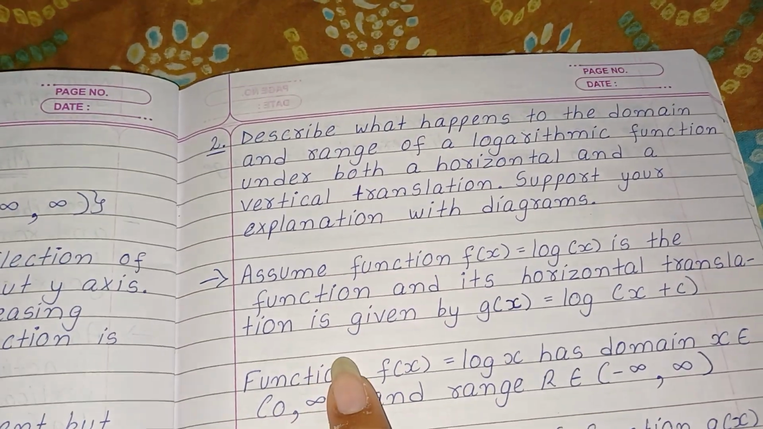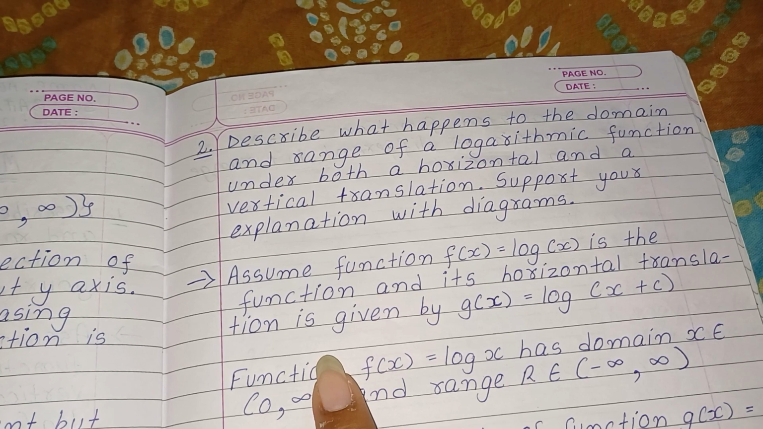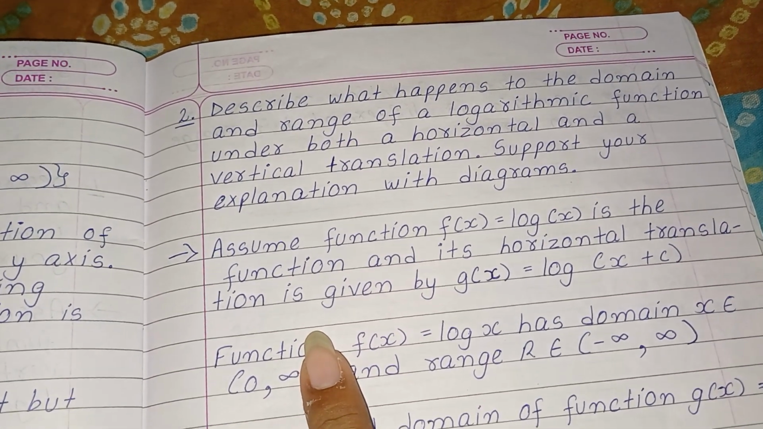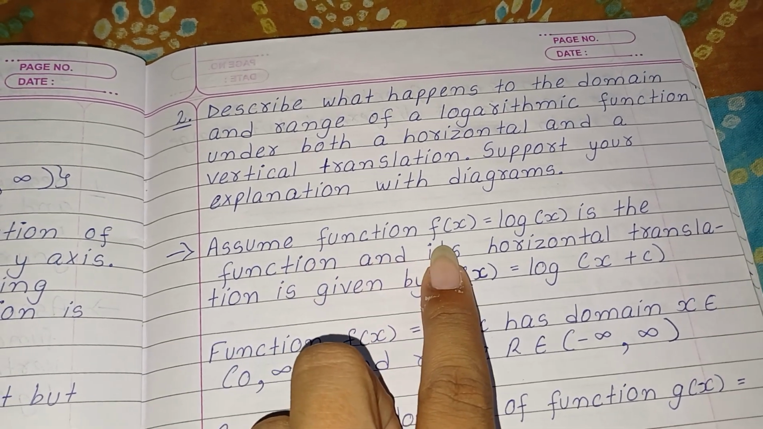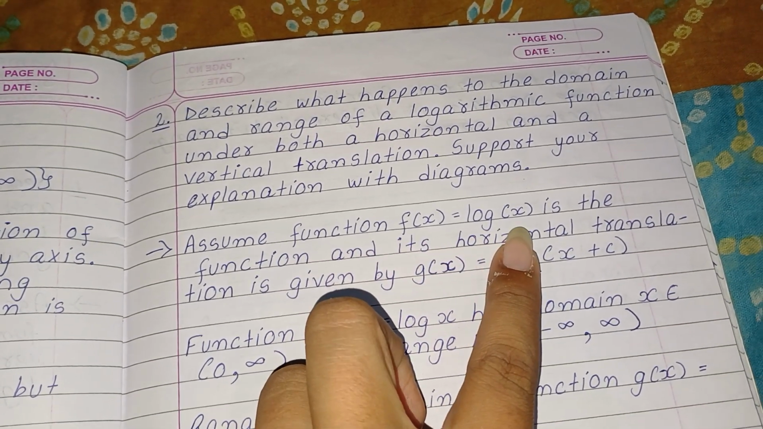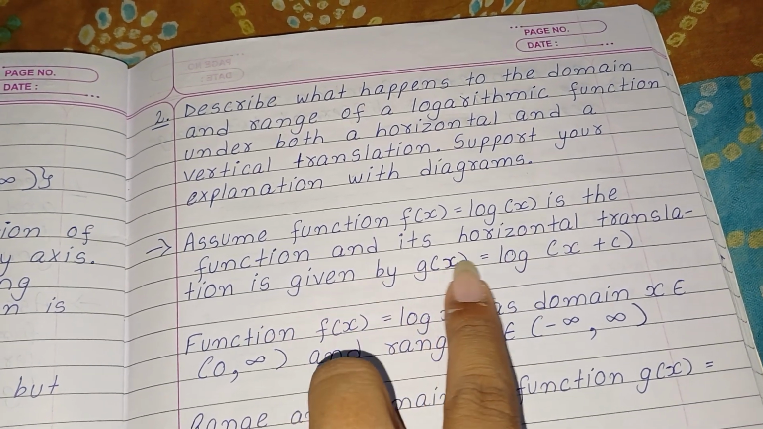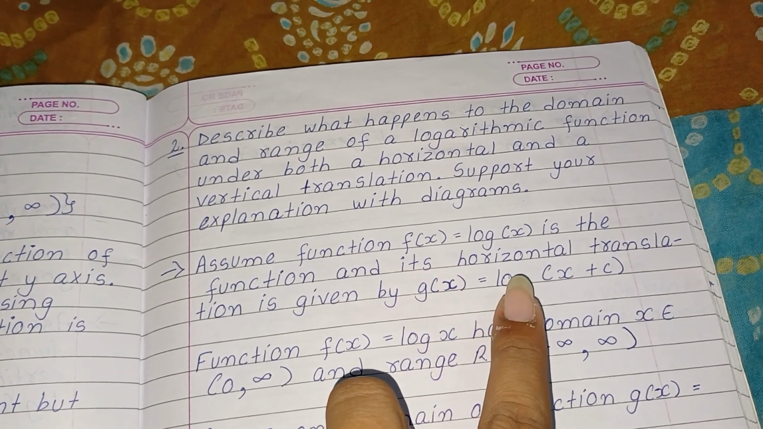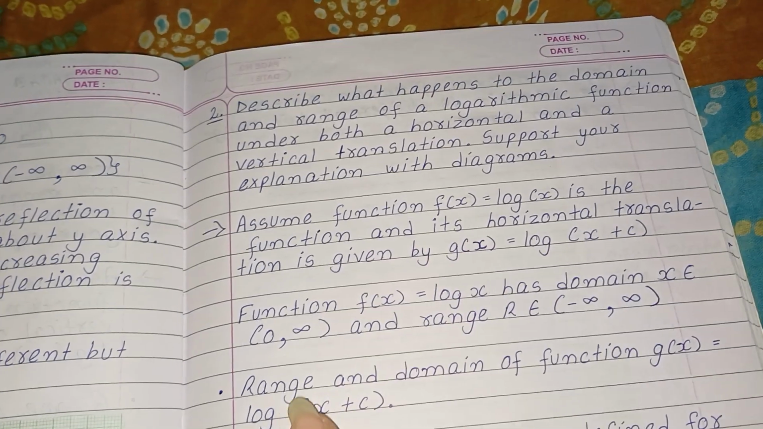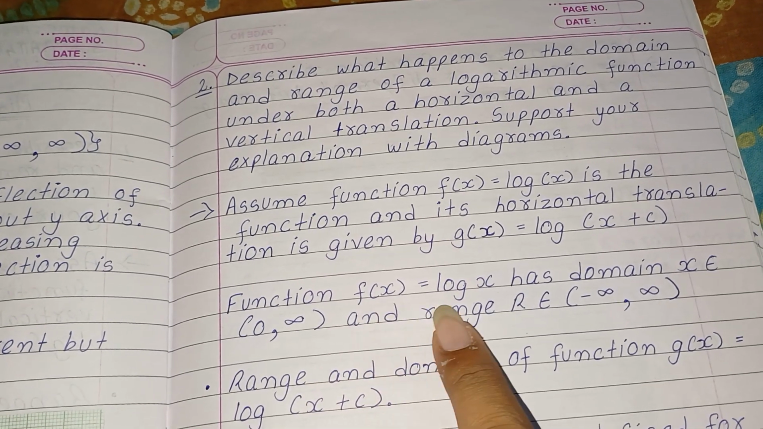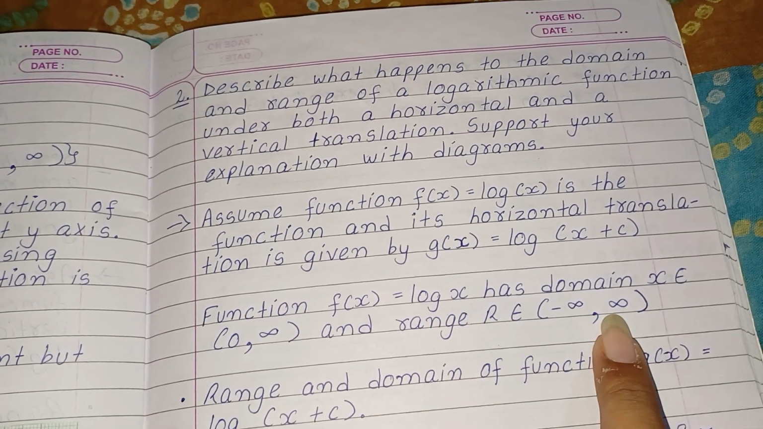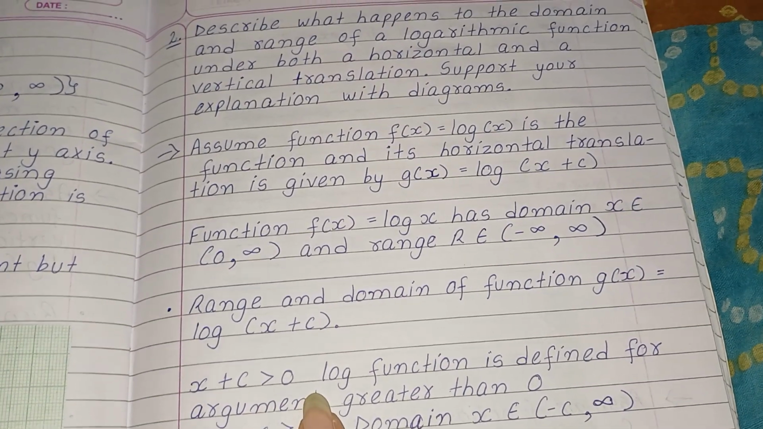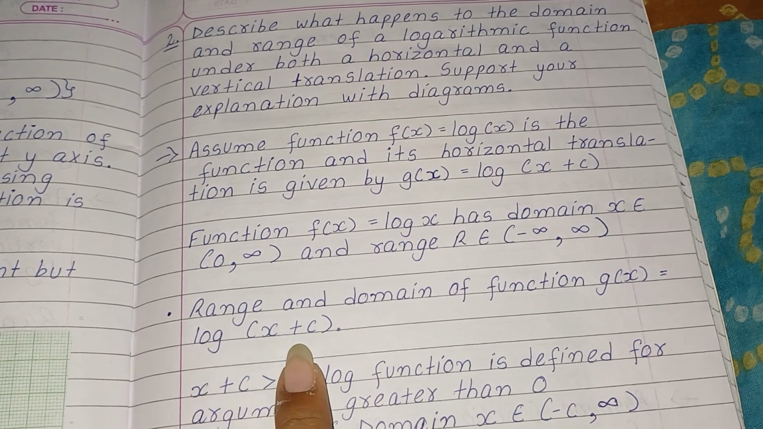The second question is: describe what happens to the domain and range of a logarithm function under both a horizontal and a vertical translation. Support your explanation with diagrams. Here, assume the function f(x) = log x, and its horizontal translation is given by g(x) = log(x + c). The function f(x) = log x has this domain and this range.